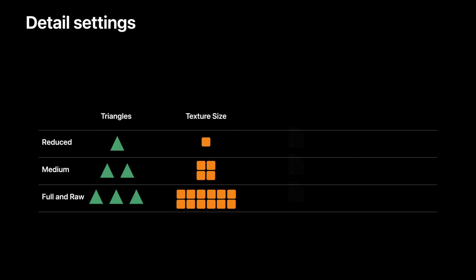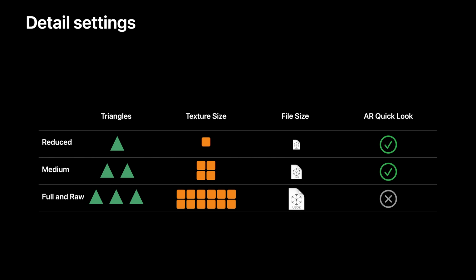There's always a trade-off between visual fidelity and file size. Exporting a USDZ with a small file size is an important consideration for AR Quick Look because it results in a shorter download time for users. No matter which detail setting you choose, Object Capture will always use the same underlying algorithms to generate a high-quality reconstruction, but applies varying levels of mesh decimation and texture downsampling depending on the specified detail setting.